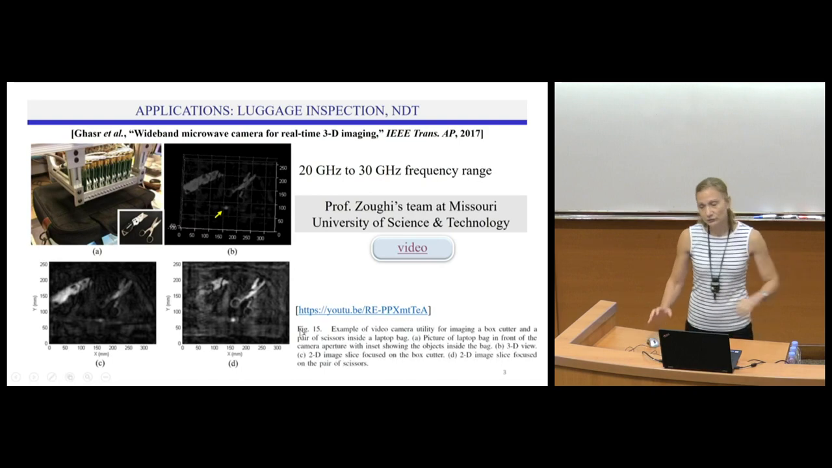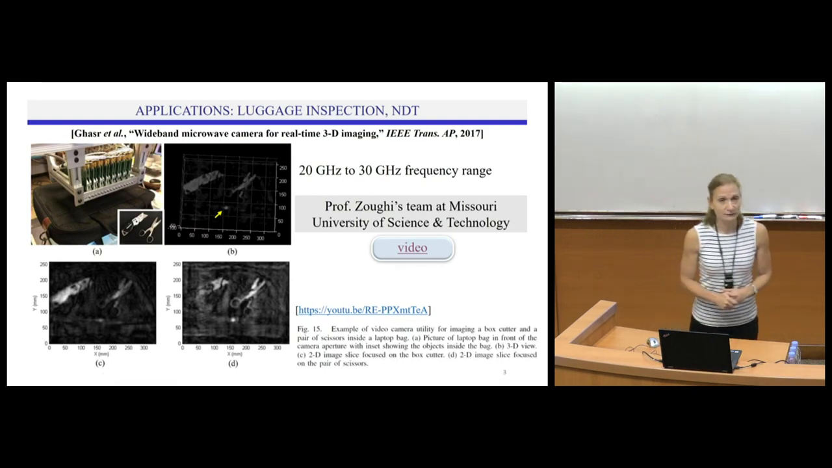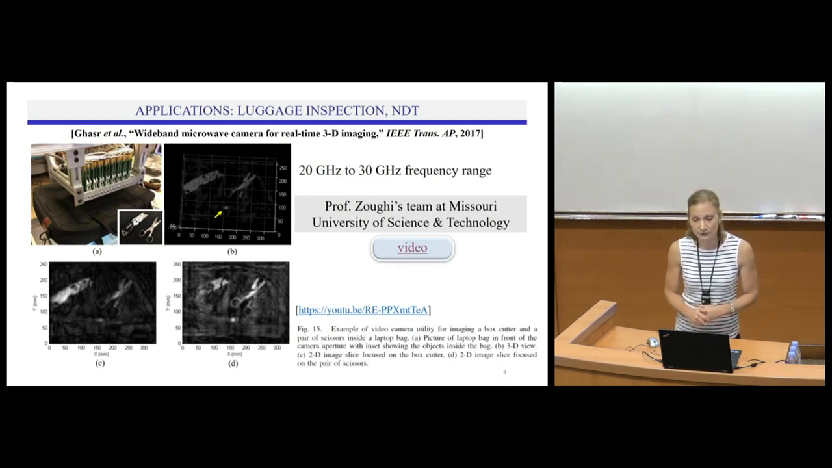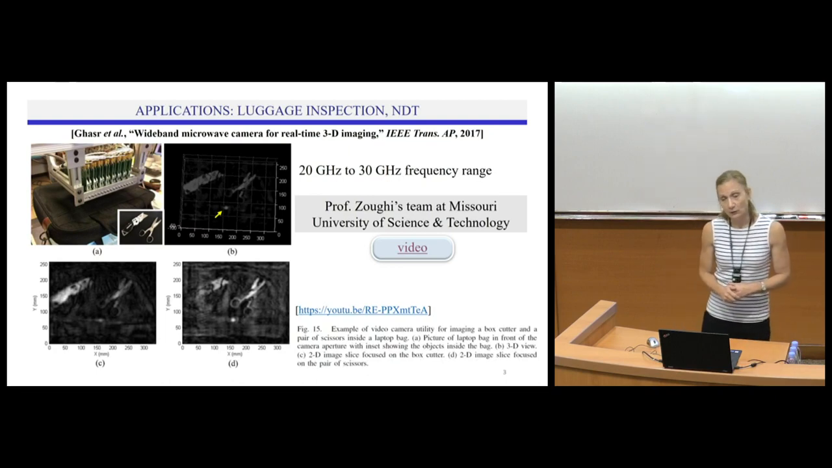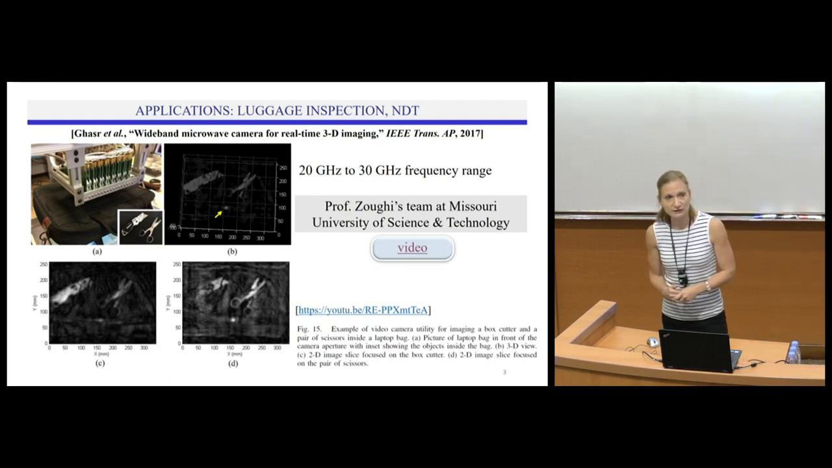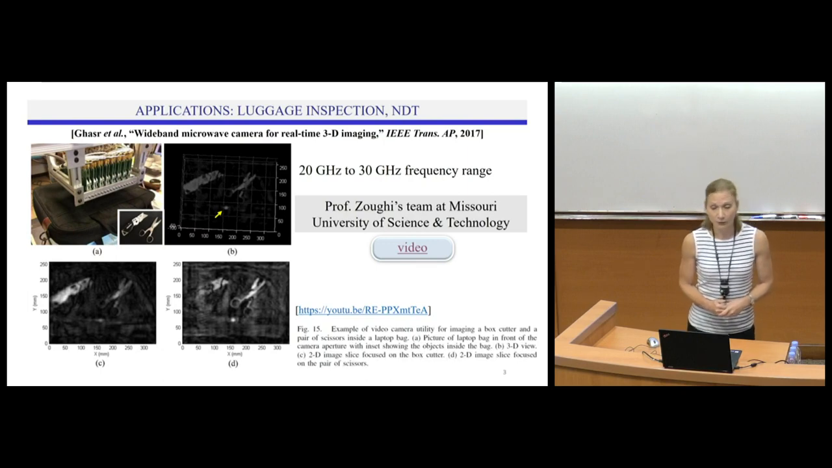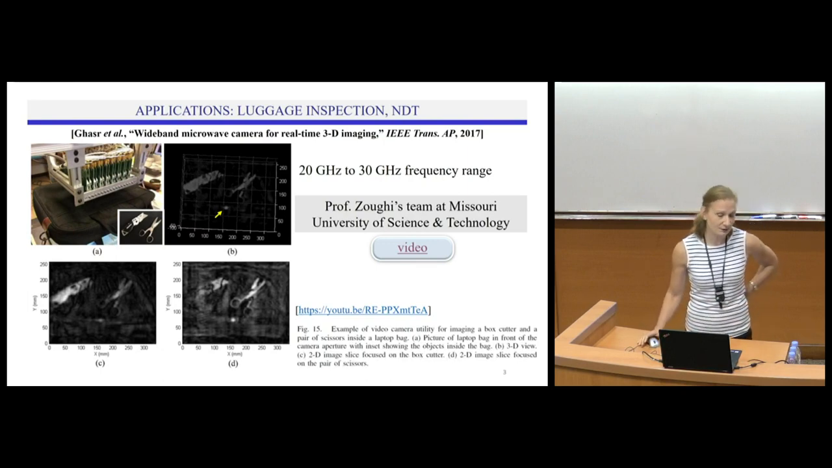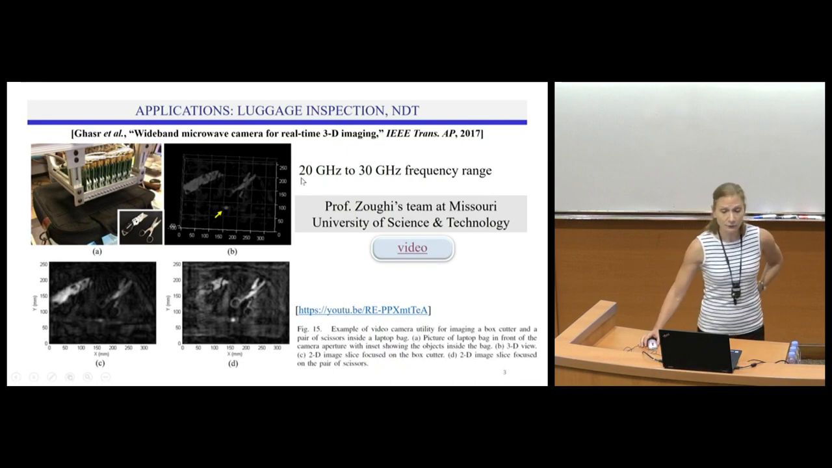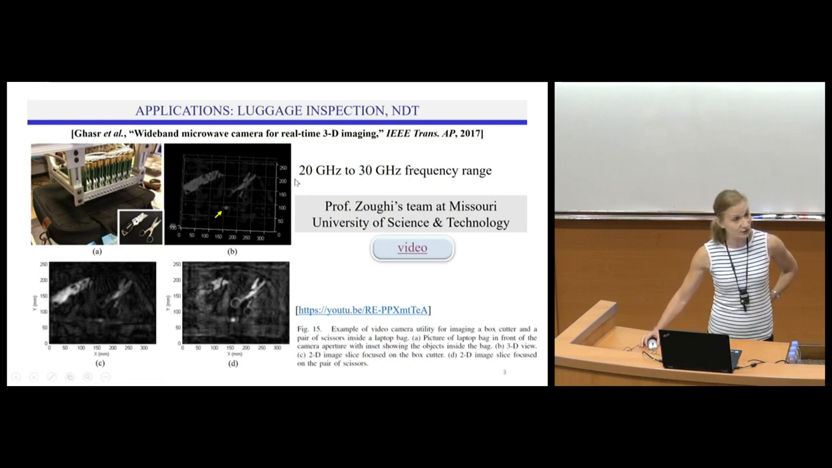So in order to demonstrate what is expected of real-time microwave imaging, I'm going to use a video that one of the most prominent microwave imaging teams in the world has shared on YouTube. Of course, the results are also available in a transactions paper. And essentially what they have made is an ultra-wide band microwave camera working in the frequency range from 20 to 30 gigahertz for the real-time imaging of objects in the extreme near field of the antennas.